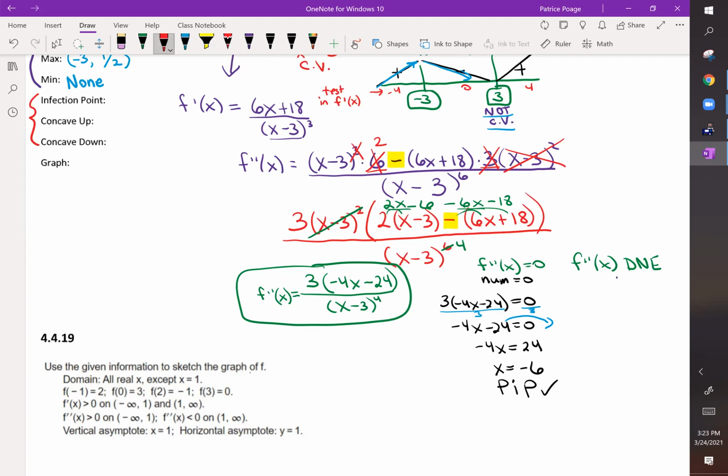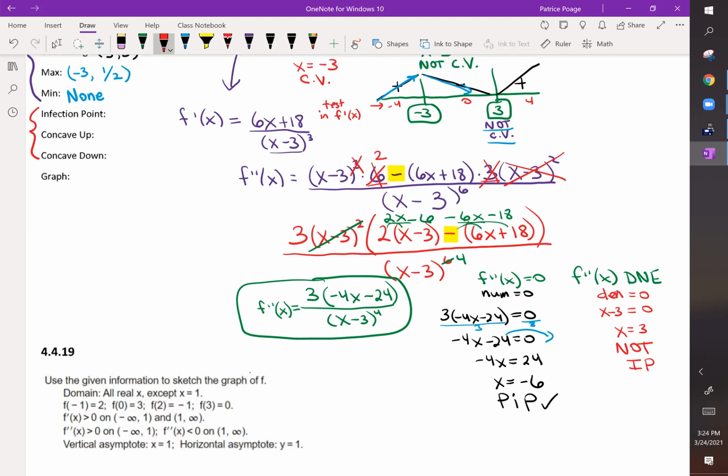All right. The second derivative does not exist wherever the denominator equals 0. So I'm going to set the denominator, just what's under parentheses, equal to 0, and I get x equals 3. And then I ask myself if that is a possible inflection point, and it is not, because it is not in the domain. Our domain said everything except 3. So this is not an inflection point. But it's still important, and so I'm going to put it on my number line.